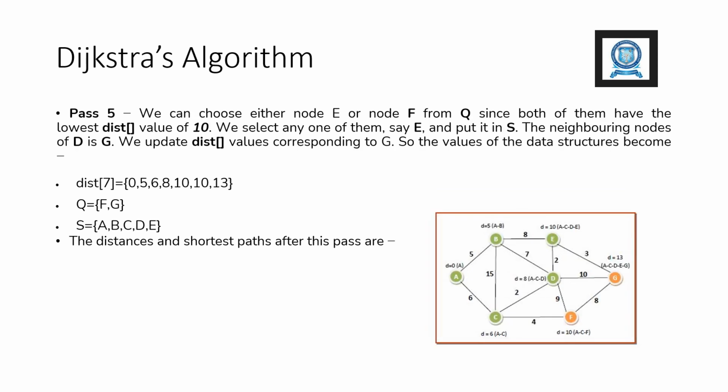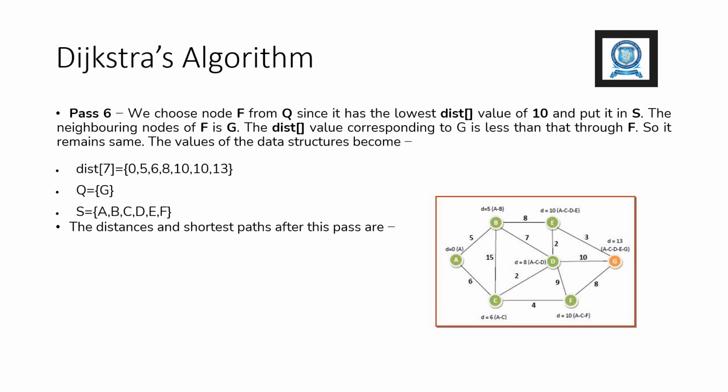In pass 5, we can choose either node E or node F from Q since both of them have the lowest dist value of 10. We select any one of them, say E, and put it in S. The neighboring node of E is G. We update dist values corresponding to G. So the values of the data structures become dist = 0, 5, 6, 8, 10, 10, 13. Q = F, G. S = A, B, C, D, E. The distances and shortest paths after this pass are shown in the figure.